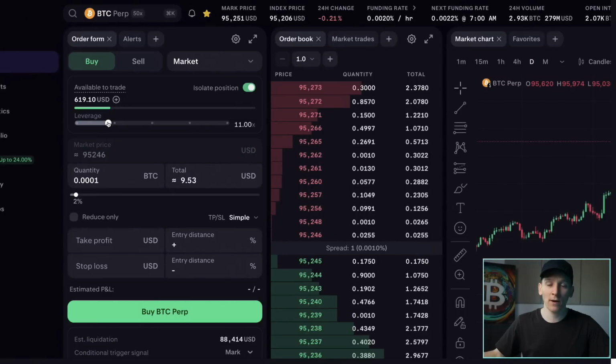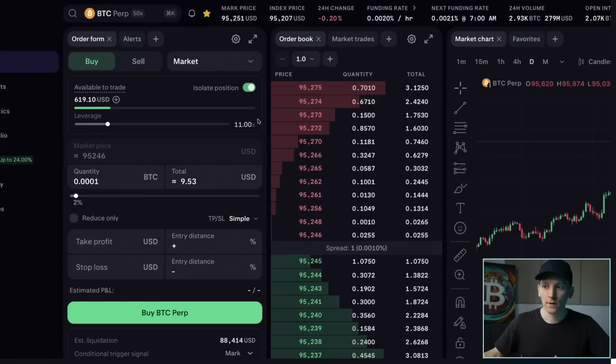That's how we fund our positions, but we also have to figure out how much leverage we want to take in our positions as well. So leverage simply means how big is your position size versus how much cash you have to pay for it.